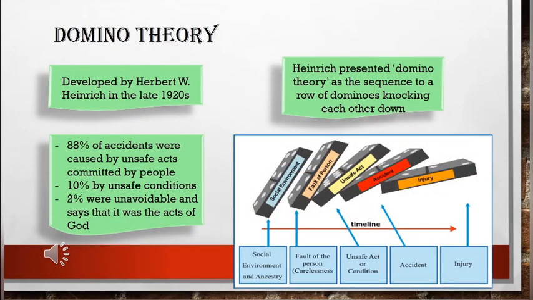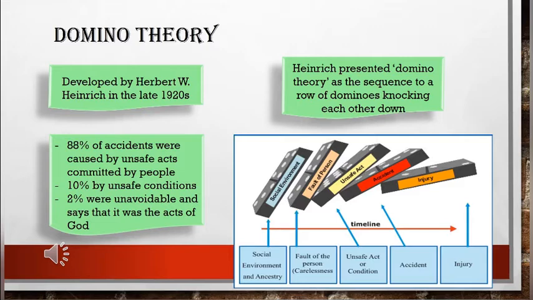The first one is domino theory. This theory was developed by Herbert W. Heinrich in the late 1920s. It claims that 88% of accidents were caused by unsafe acts committed by people, 10% by unsafe conditions, and the other 2% were unavoidable and says that it was the act of God.